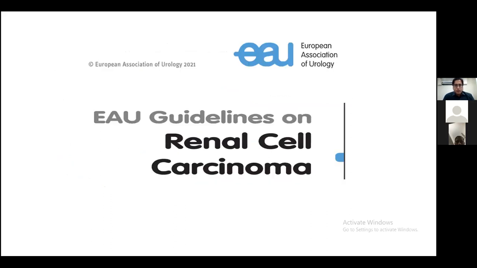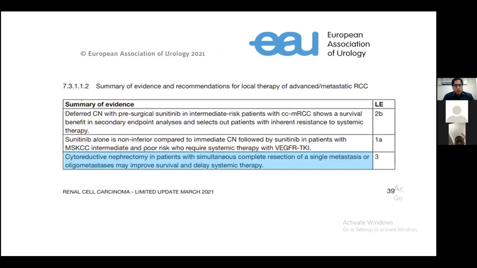Coming to the EAU guidelines on renal cell carcinoma, what do they say about cytoreductive surgery? You can look at cytoreductive nephrectomy in a patient where simultaneous complete resection of a single metastasis or oligometastasis may improve survival and delay systemic therapy.